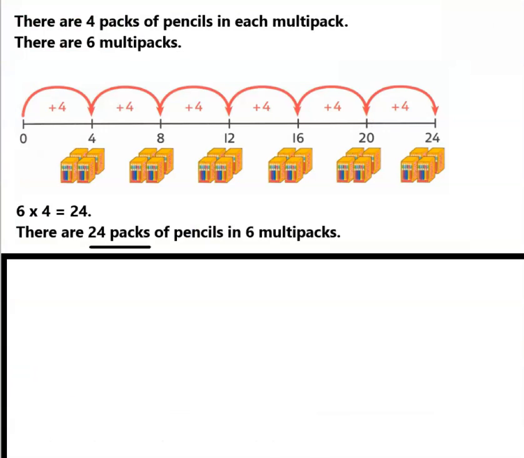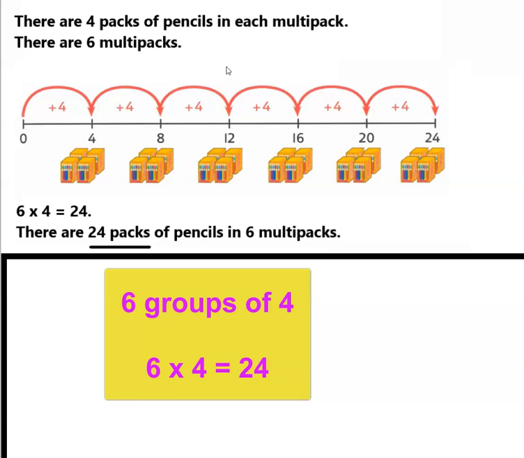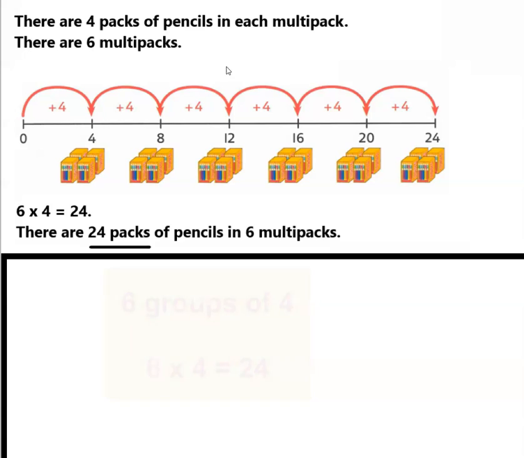Okay, let's see how you get on. There were 4 packs of pencils in each multi-pack, and there were 6 multi-packs. Let's look at it on the number line here. We've got 1 multi-pack, 2, 3, 4, 5, 6. What do you notice? There are 6 groups of 4, so it's your 6 times tables. 6 times 4 is equal to 24. There are 24 packs of pencils in 6 multi-packs. I hope everybody got on okay with this.